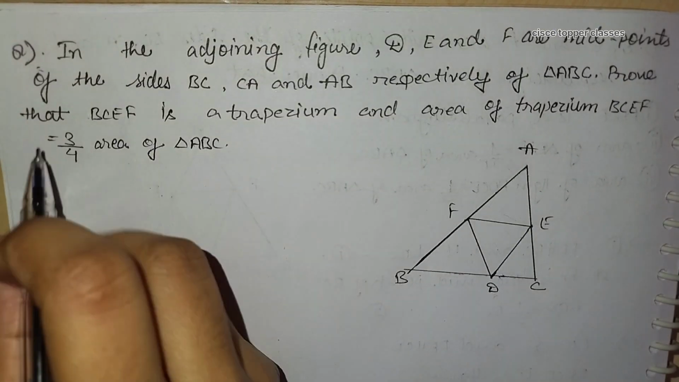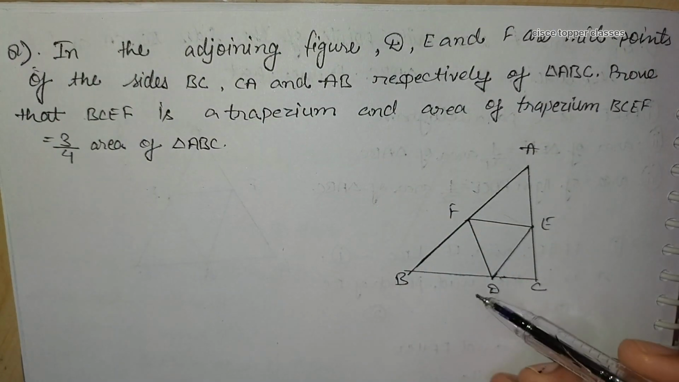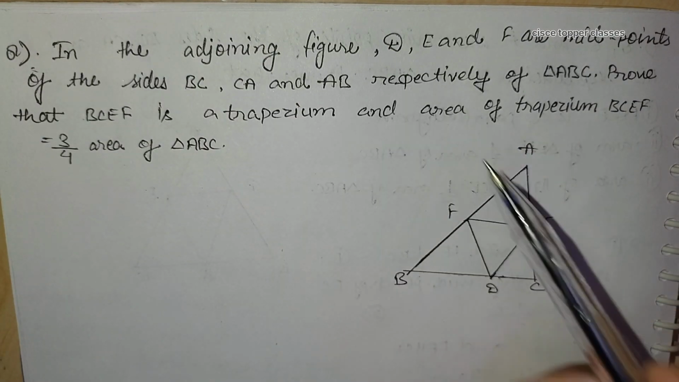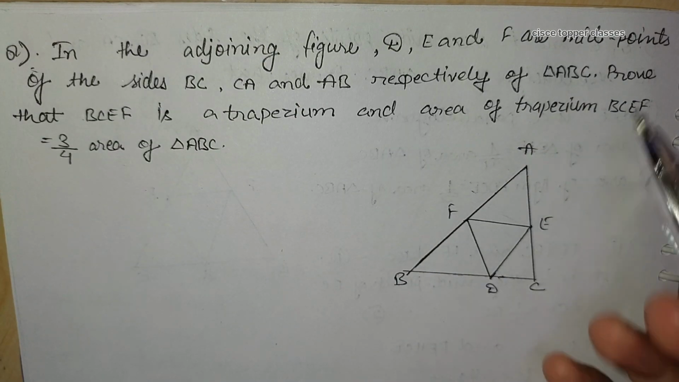Now let us solve here eighth question. In the adjoining figure, D, E and F are midpoints of the sides BC, CA and AB respectively of triangle ABC.